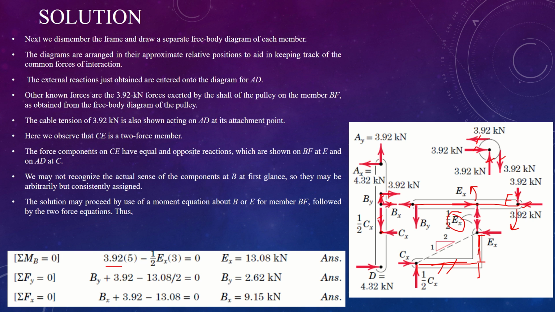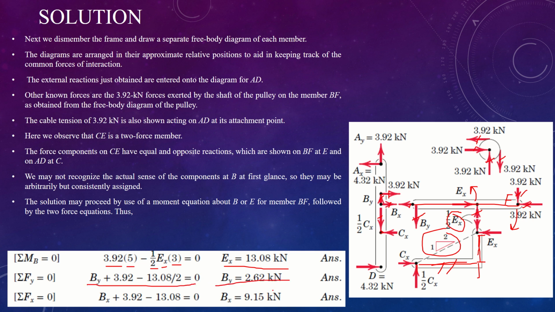3.92 is due to the weight of the rod, times 5 is the total length of the rod, half is the fraction coming from this triangle right here, Ex times 3 is the length of the moment arm, so we find the value of Ex. Similarly, if we say sum of forces along y-axis is equal to 0, so By times half of Ex, that is Ey, then Fy, we can solve this equation and we'll find the value of By.